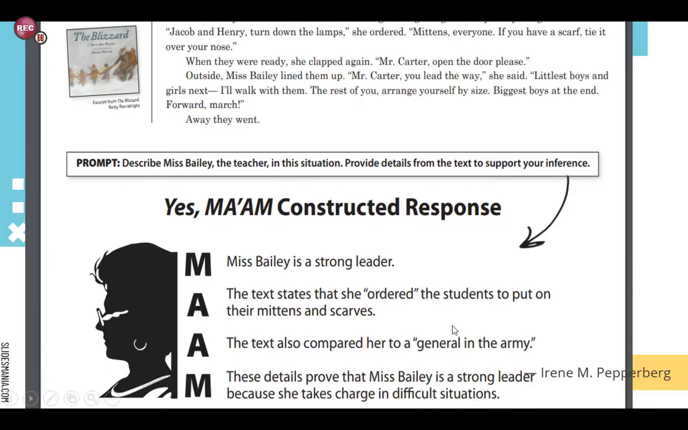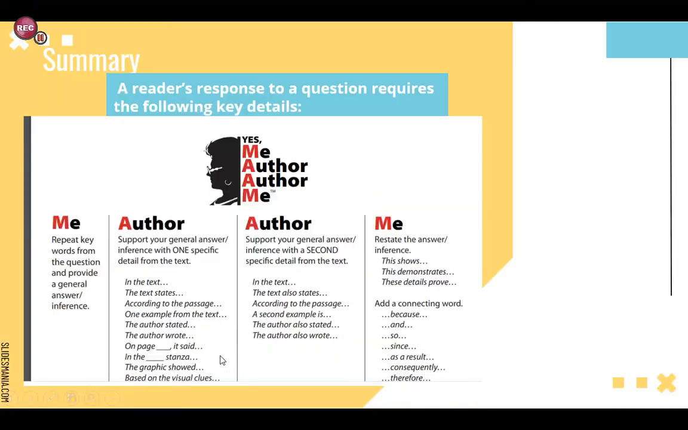situations. So you can see that if we use that yes ma'am strategy, look what a solid answer in a written response we have. We don't just say, describe Miss Bailey as the teacher in the situation. We don't just say she's strong or she's a leader. We have 1, 2, 3, 4 very solid sentences with conjunctive adverbs, with transition words to begin our sentences, and we actually have a great strategy for what to write next.